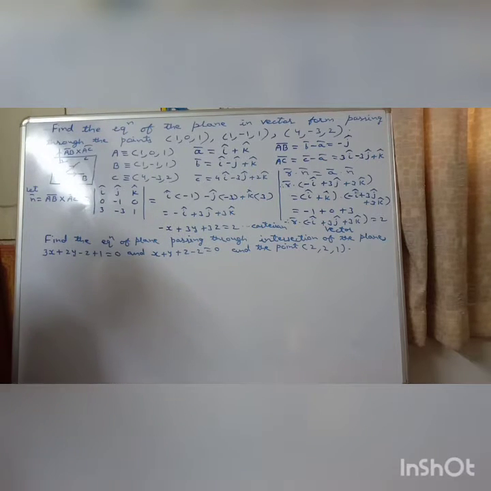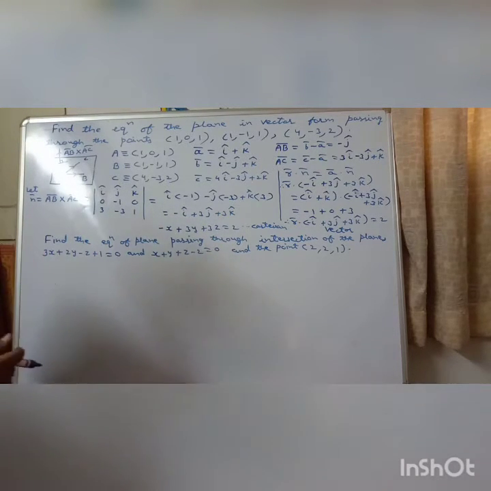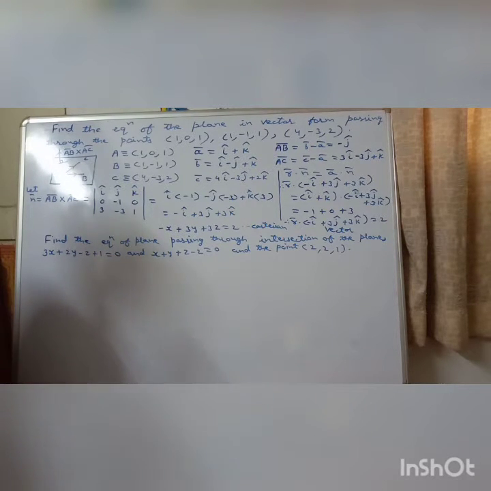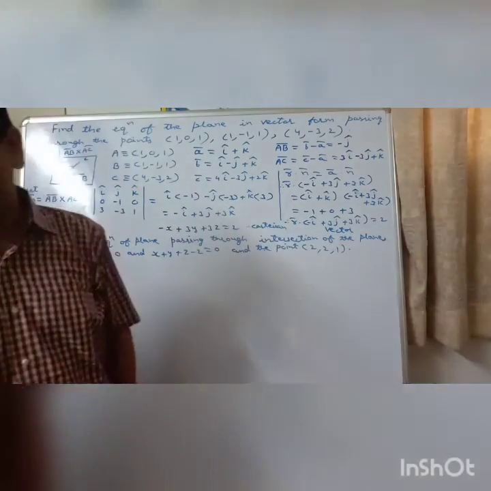In case of lines, when lines intersect, they intersect in one point. So the intersection of two lines is a point only. When planes intersect, their intersection is a line. And here we have to find the equation of another plane passing through that intersection, passing through that line. Through one line, infinite planes can pass. But one more condition is given, that the plane is passing through the given point.